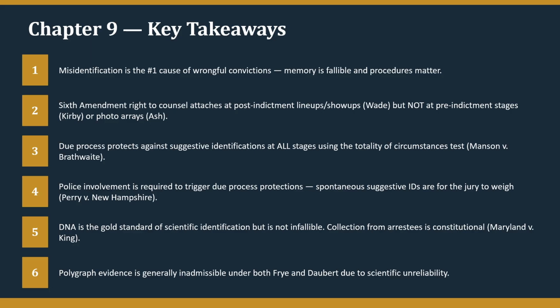Taken together, the cases and concepts in this chapter reflect a consistent and difficult balancing act. On one side of the scale is the individual defendant's interest in fair procedures that minimize the risk of wrongful conviction. On the other side is society's legitimate interest in effective law enforcement, reliable identification of perpetrators, and the conviction of people who are actually guilty. The Supreme Court has not always drawn these lines in the same place, and reasonable people, including the dissenting justices in virtually every major case in this chapter, disagree about where those lines should fall.